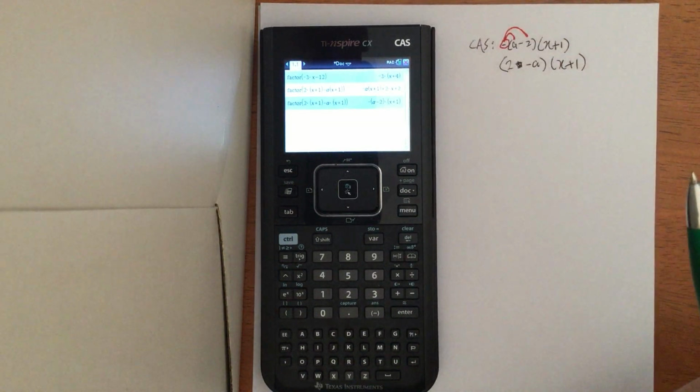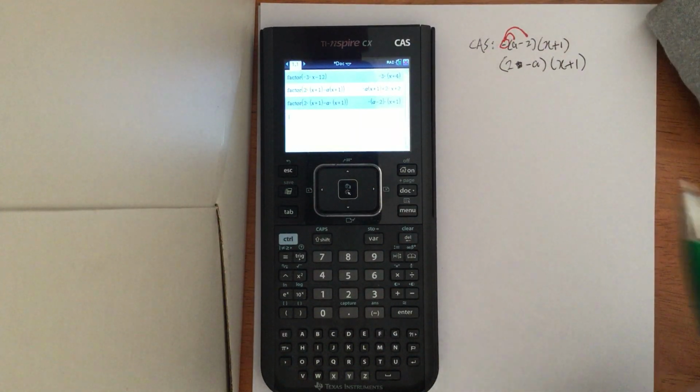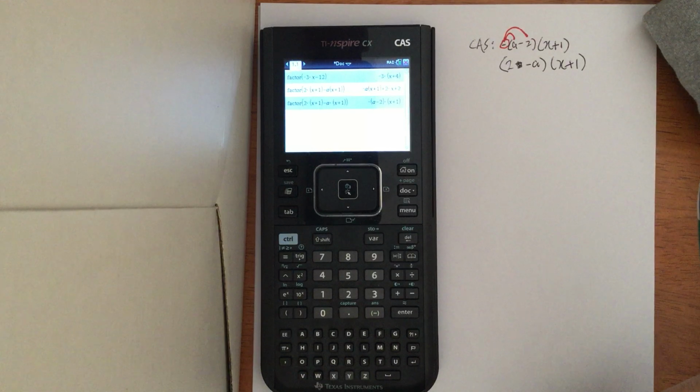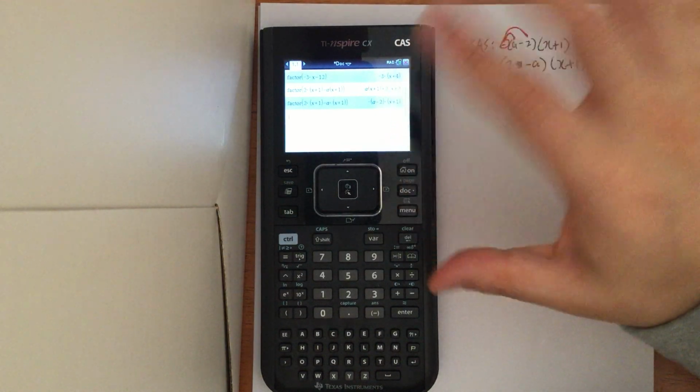The CAS calculator simply gives you the most factorized form, because you told it to factorize. Let's look at some of the example 2. Let's look at example 5 now.